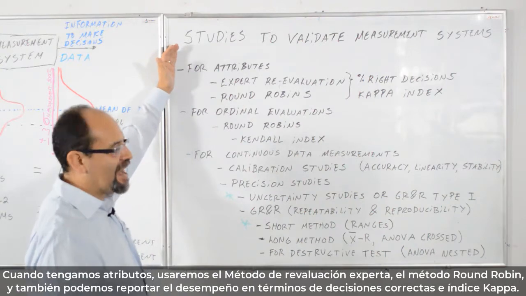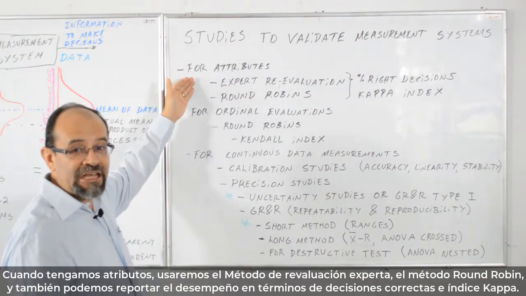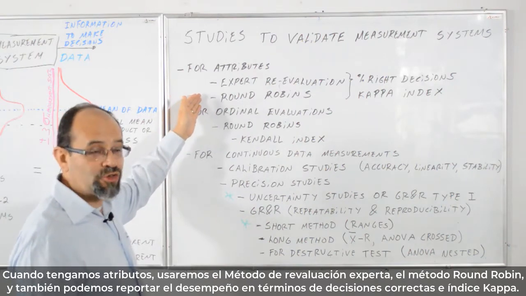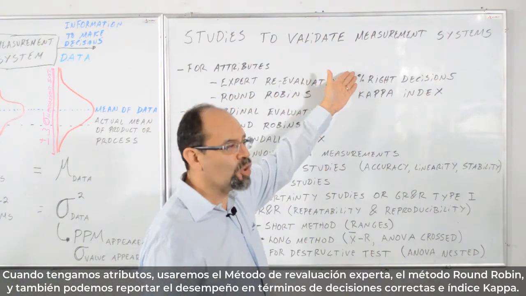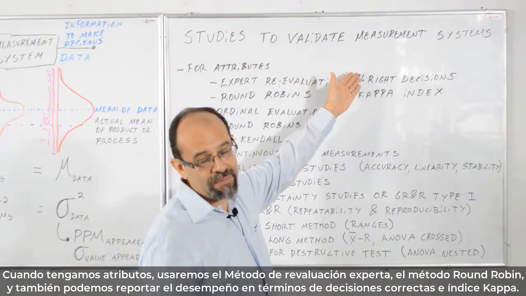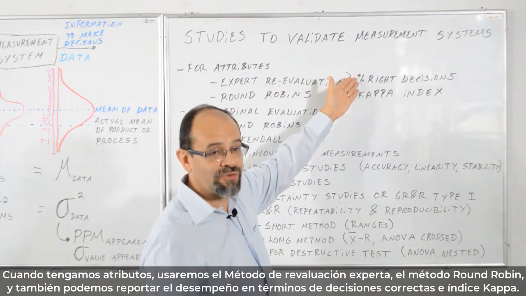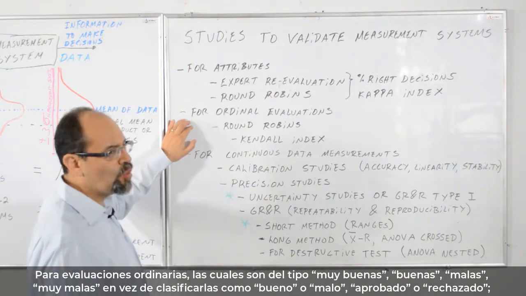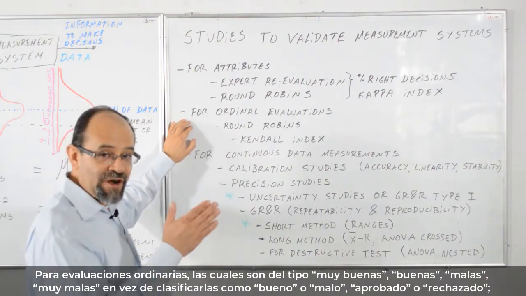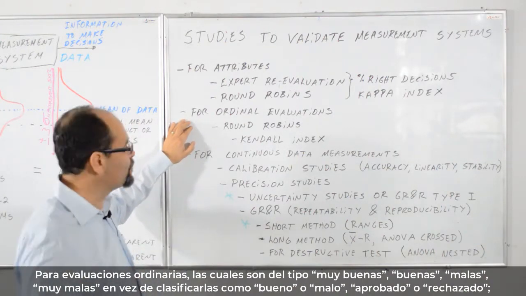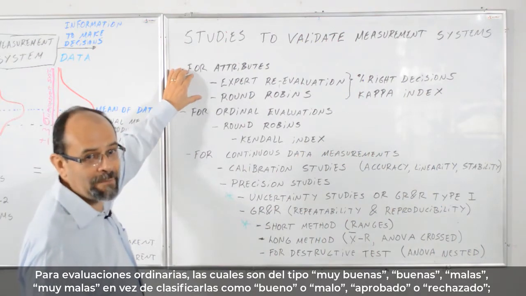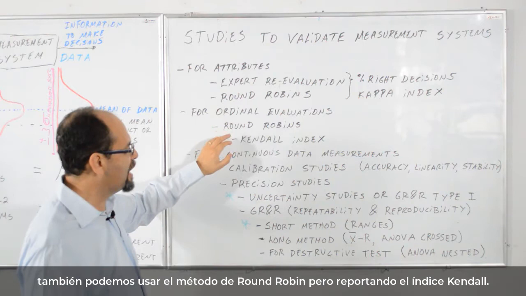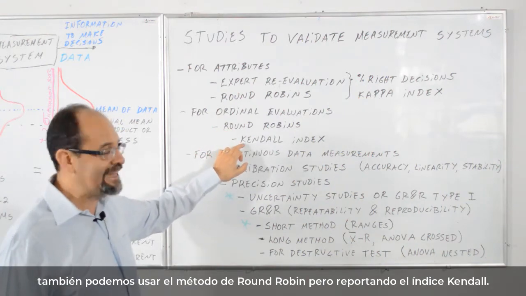When we are having attributes, we are having the expert reevaluation method, we can have the round robins method, and also we can report the performance in terms of percentage of right decisions and kappa index. For ordinal evaluations, which is very good, good, bad, very bad, for instance, instead of good or bad, pass or fail, then we can use the round robins method again, but reporting the Kendall index.